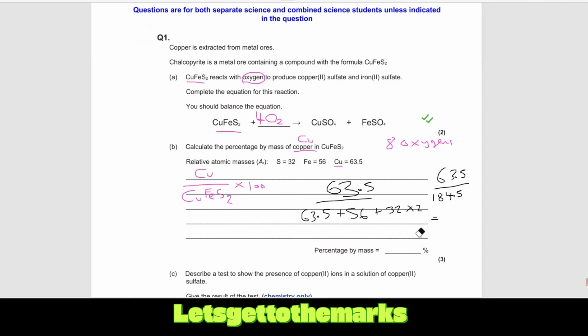So delete. And this is actually 63.5 divided by 183.5. Oh, sometimes you just think you're smarter than you are, don't you? Well, I do. 63.5 divided by the answer, and this is times 100. Thank you very much.